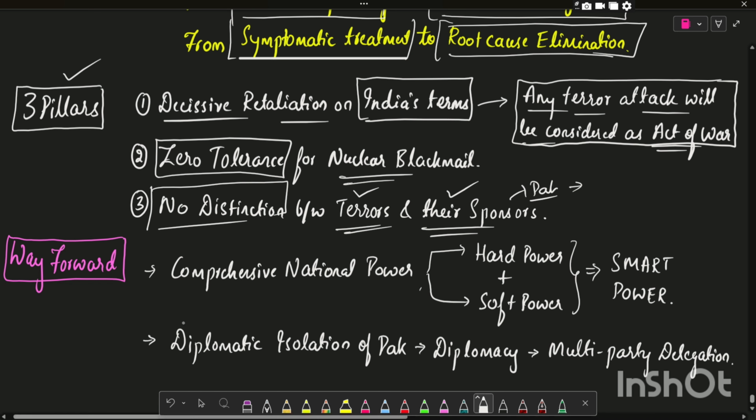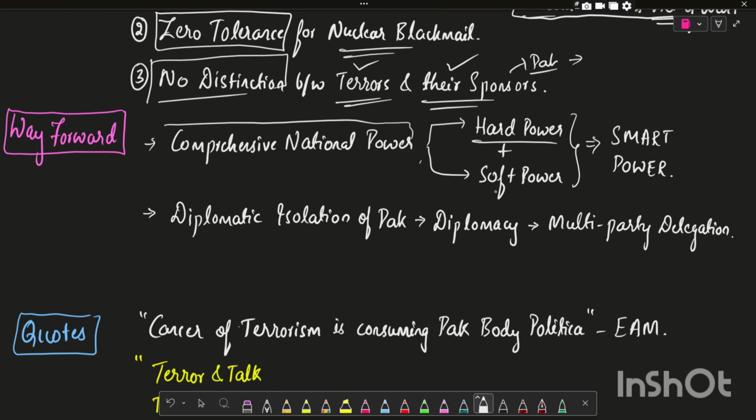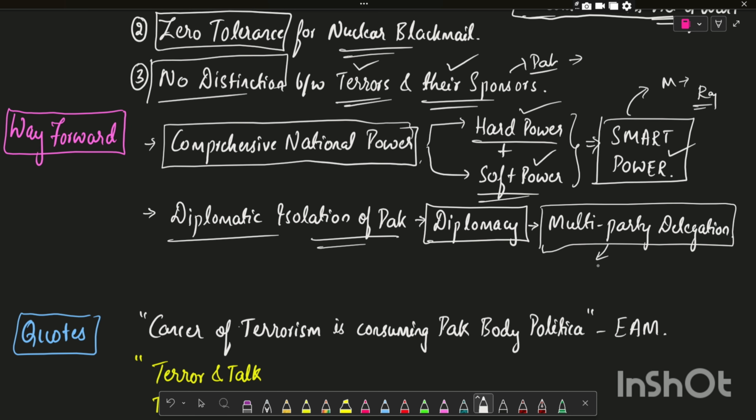And what we can write in the way forward: India should build comprehensive national power, that is hard power plus soft power, which can be termed as smart power. This is given by Defence Minister Rajnath Singh. And also diplomatic isolation of Pakistan through channels of diplomacy, that was done through multi-party delegations sent to other countries. Now I will give some quotes to write in the conclusion.